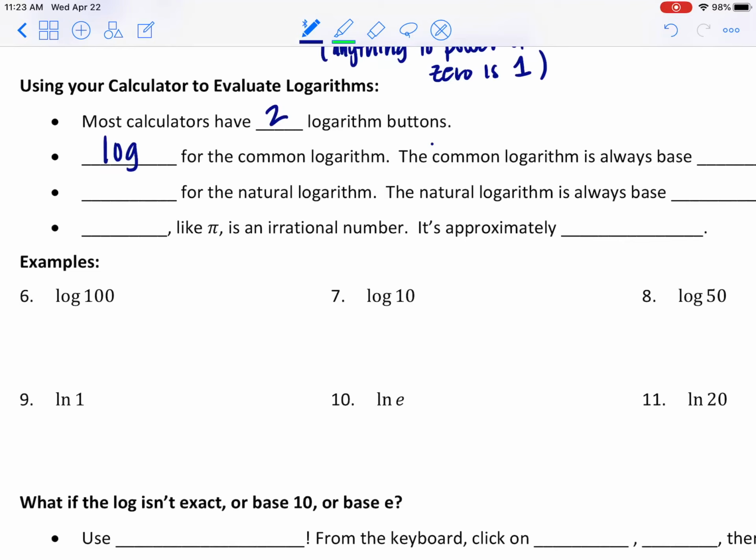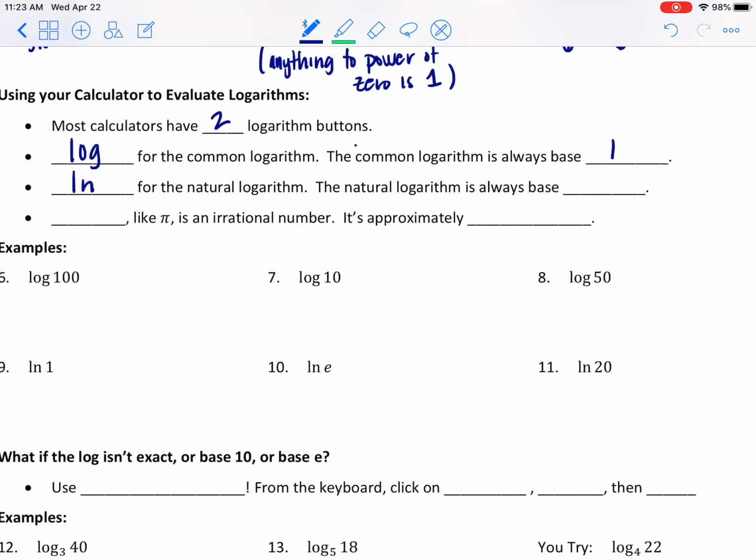Some of the fancier calculators have a third option, and Desmos has a third option, which I will get to. But if you're just looking at the home screen of a normal calculator, it's going to have two log buttons. It has the LOG button, which we call the common logarithm, and it has the LN button, which we call the natural logarithm. I'm not sure why that's backwards, but there it is. Okay, so the common log is always base 10. We saw that a second ago. And then the natural log is always base E.